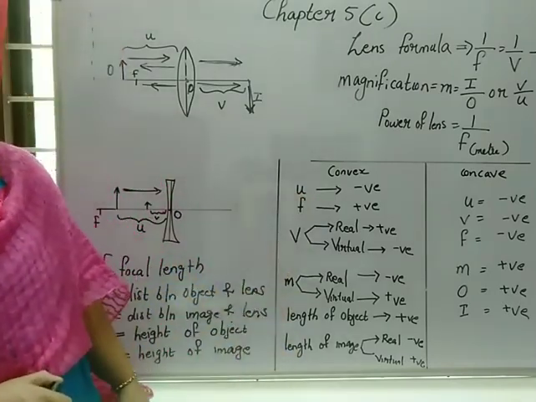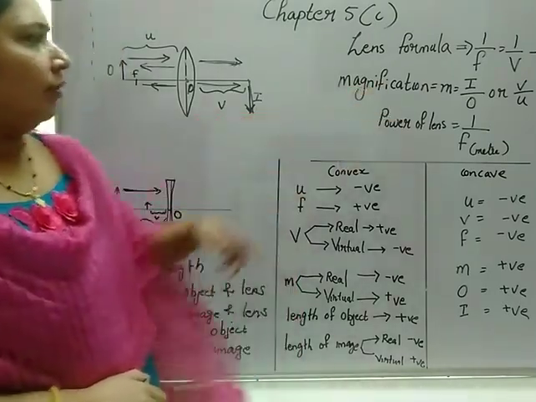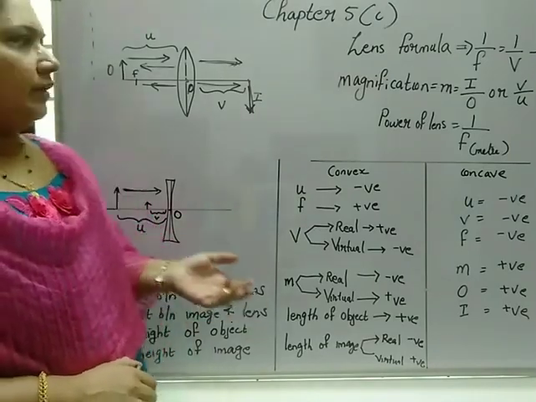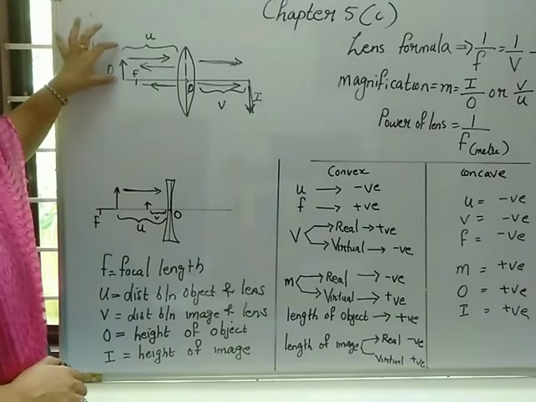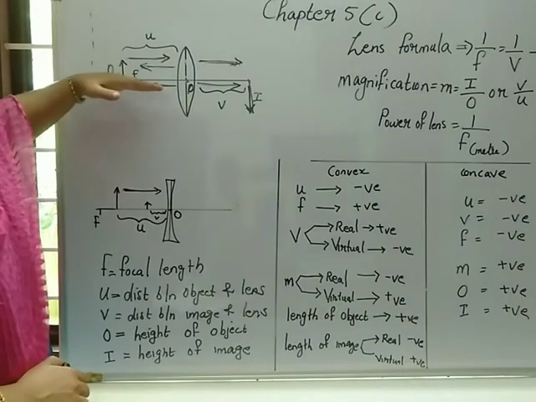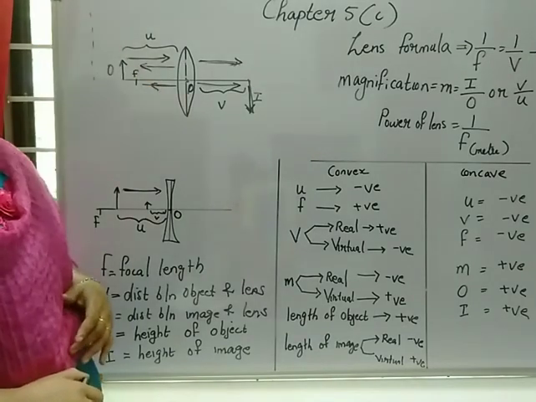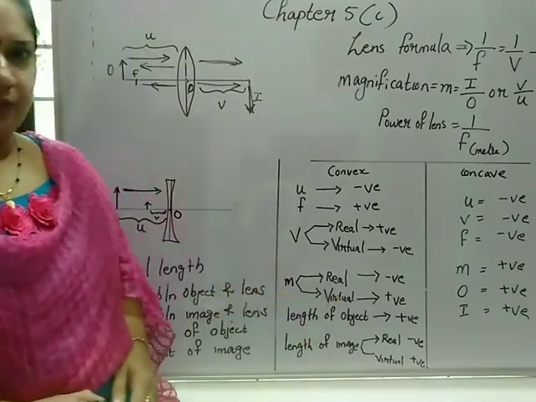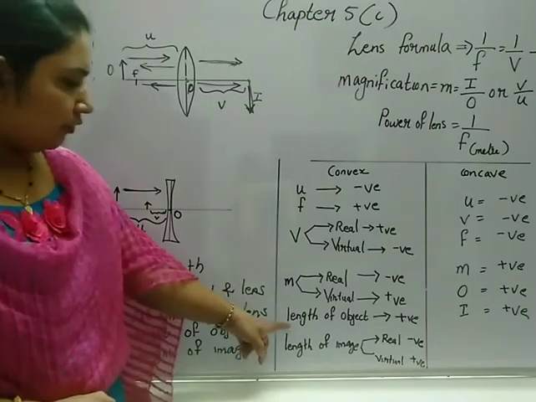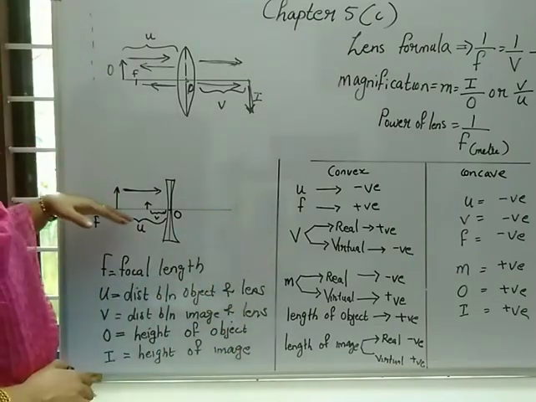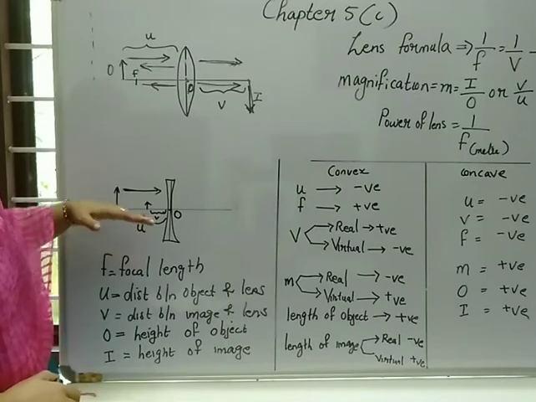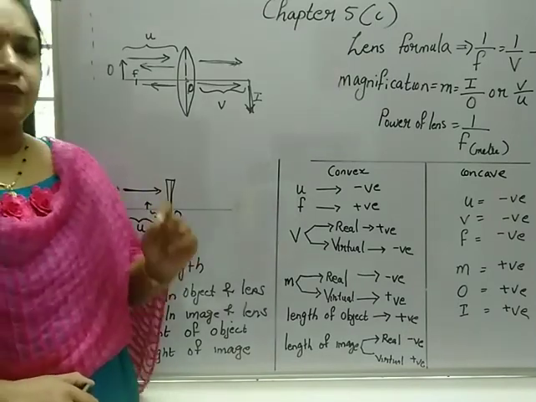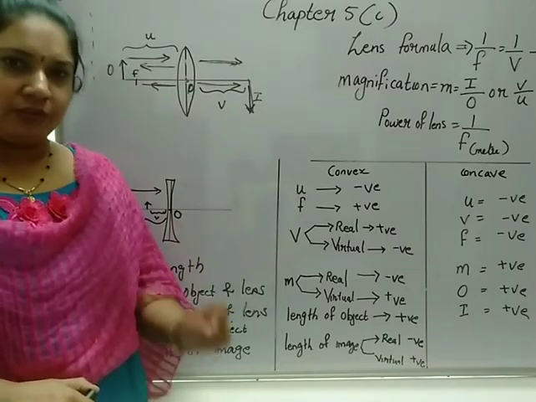Then the length of the object, as I told, is I by O. I is the length of the image, O is the length of the object. Generally, we place the object here. It will always be above the principal axis. So the object is always taken positive. In case of convex and concave lenses, the object is kept on the principal axis, that is, measured above the principal axis. So the height of the object is always taken positive.